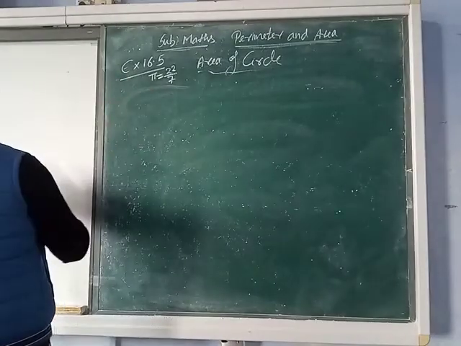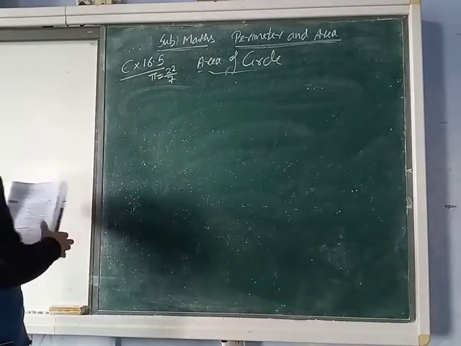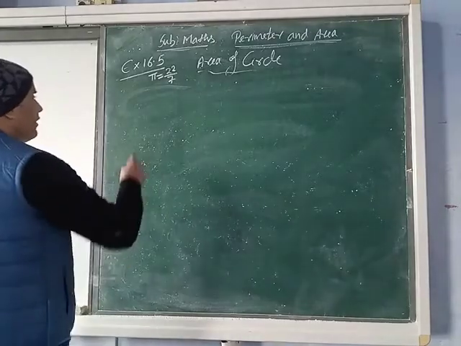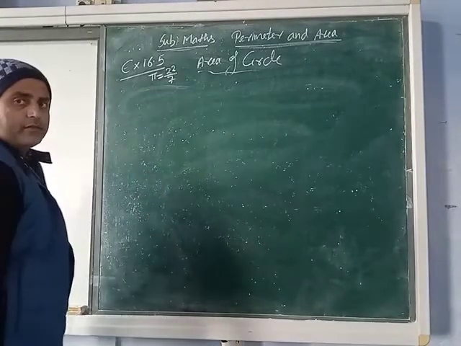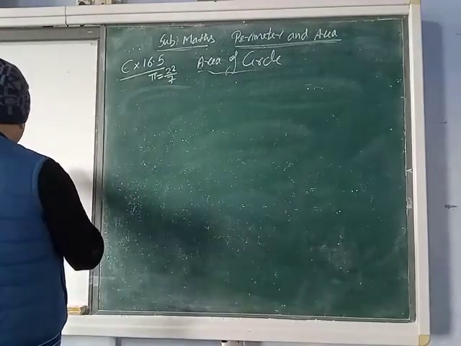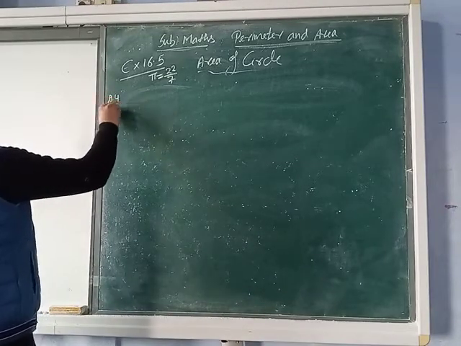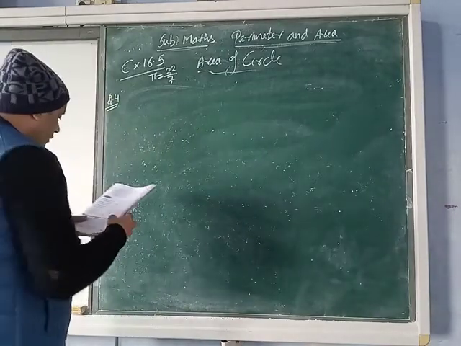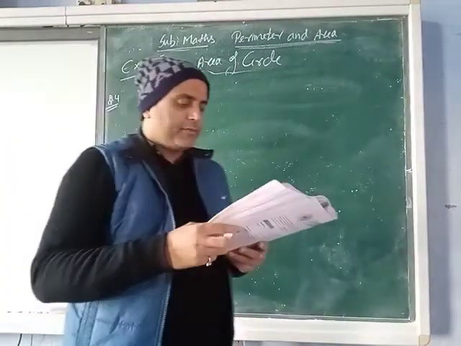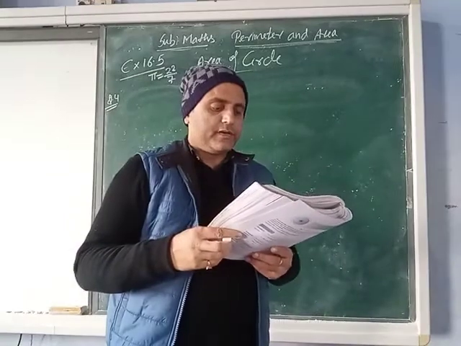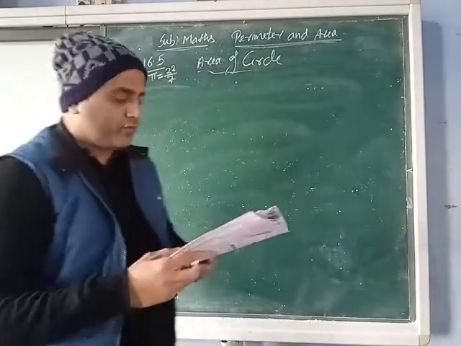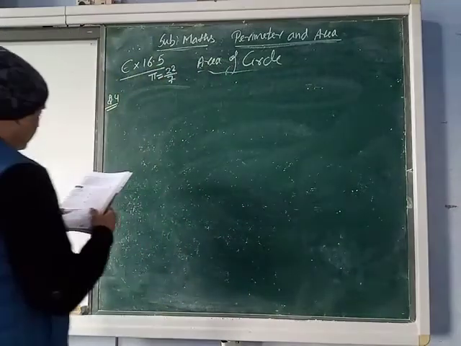Exercise 16.5. What is the area of a circle? Pi r square, and the value of pi is 22 by 7. Question number 4: the area of the circle is given as 55.44 meter square. Find its radius. The area is given, and we have to find out the radius of the circle.